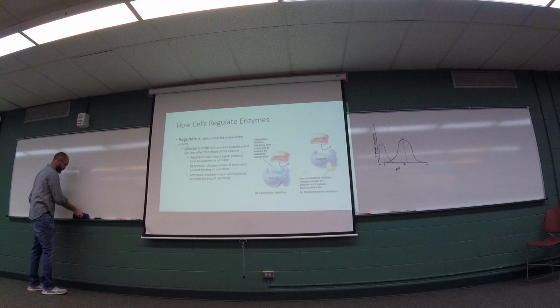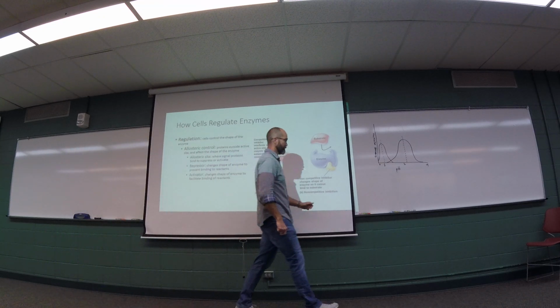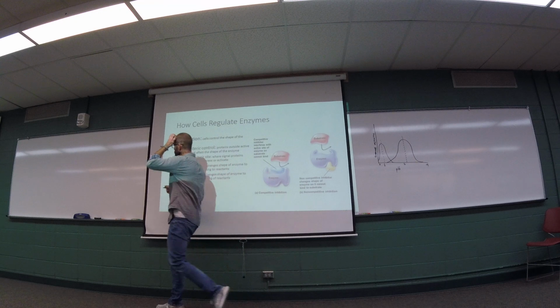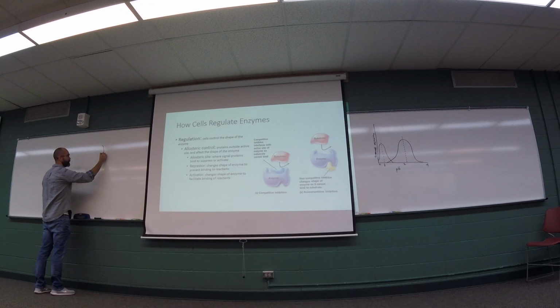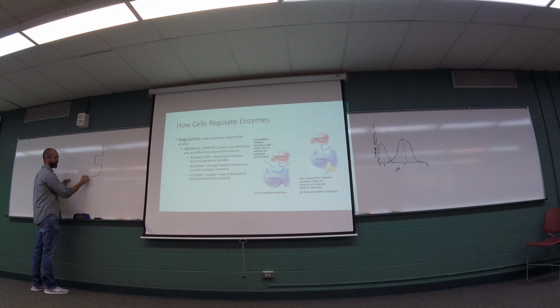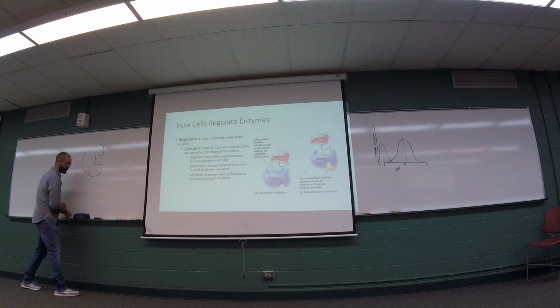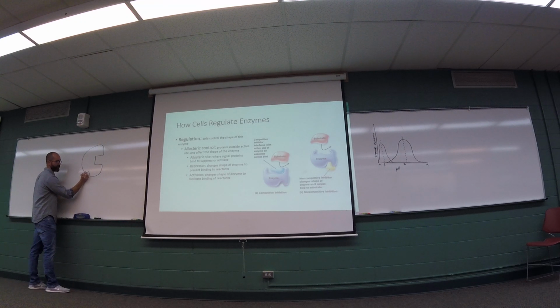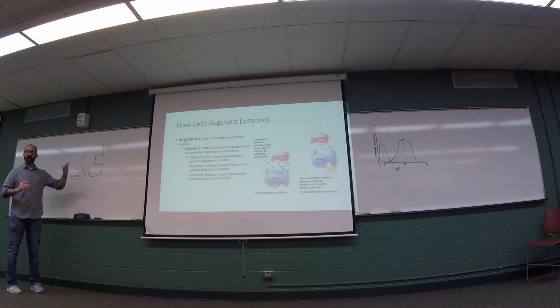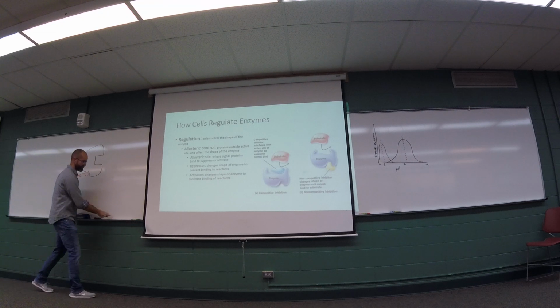So with allosteric control, what happens is we have an enzyme that has some active site here at the middle. And then away from the active site, there is another binding site. Allosteric control means that there is a control molecule that binds in here at the allosteric site. And that allosteric site affects the active site in some significant way.